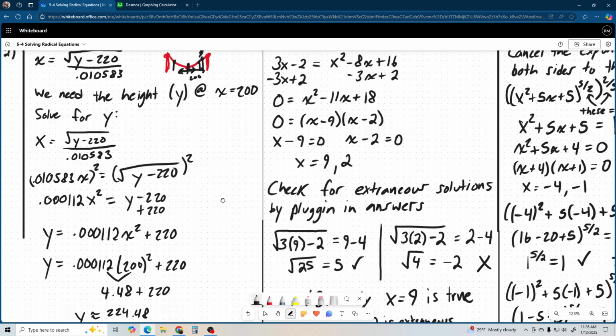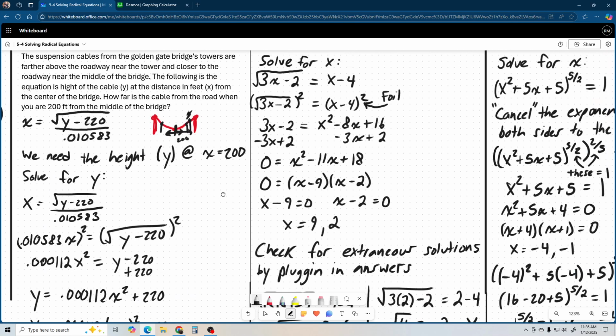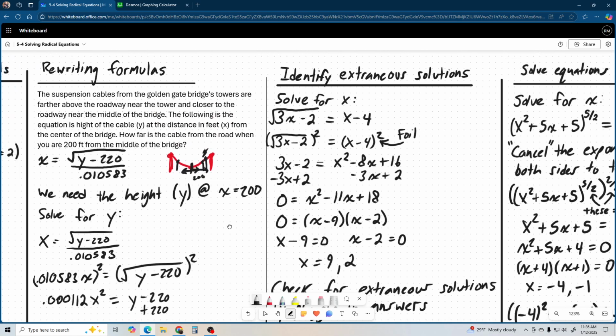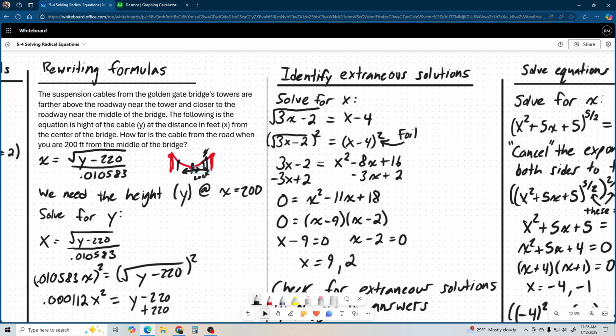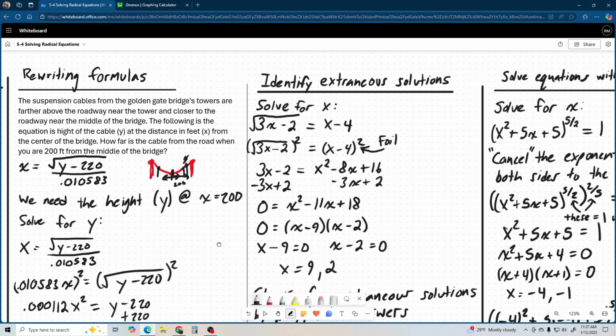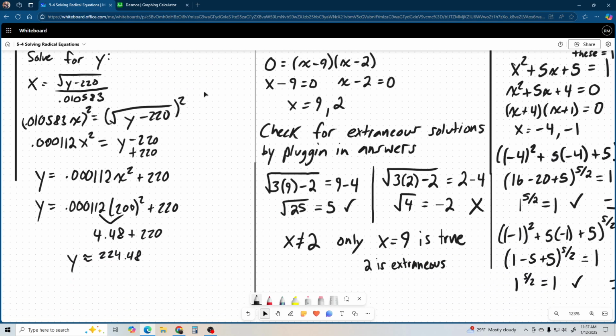The point is that we rearranged for x and then we plugged it back in, right? This is just a calculator thing. So when we plug in 200 for x, we're going to get 224 for y. What does that mean? It means that at 200 feet away from the center of the bridge, up here is going to be approximately 224.48, what was it, feet, yeah. So that would be our answer, right? This is how far away it is.